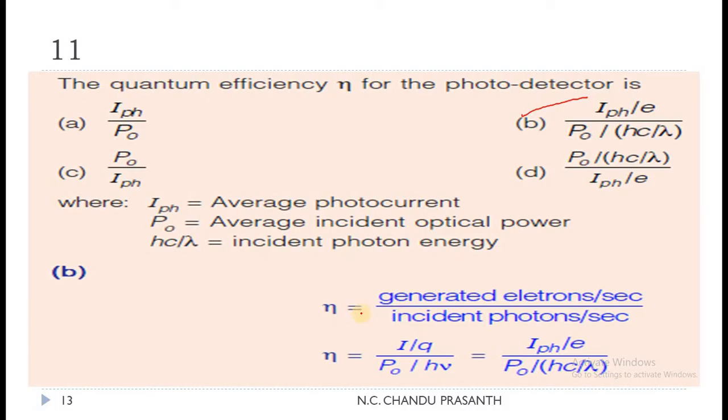For explanation, eta equals generated electrons per second by incident photons per second. Generated electrons per second equals I by Q. Incident photons per second equals P0 by H nu. What is the value of I by Q? That means IPH by E. P0 by H nu stands for P0 by HC by lambda. Here nu equals C by lambda.